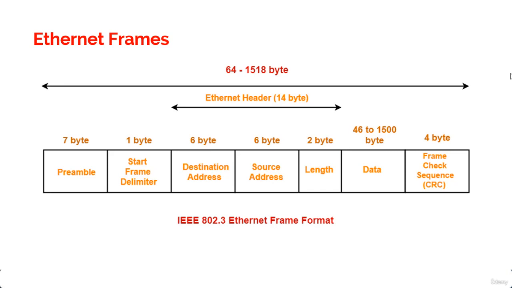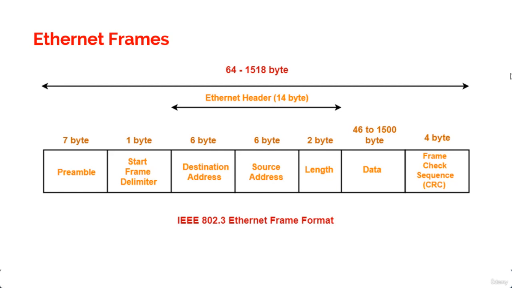Then is the length or the type. 802.3 uses a length field, but the Ethernet frame uses a type field to identify the network layer protocol. Then comes the data. This is a packet sent down to the data link layer from the network layer. The size can vary from 64 to 1500 bytes.